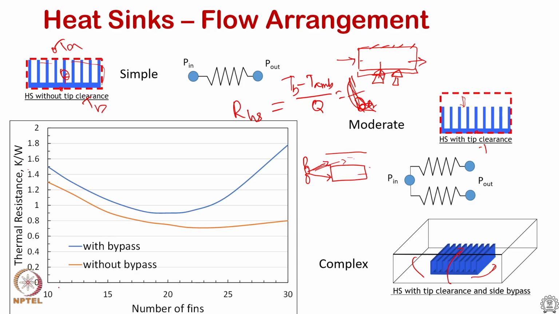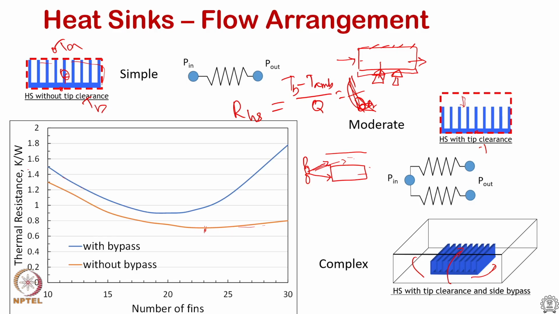As I increase the number of fins, initially the resistance is high and it starts to drop, and it comes down to a lower point when there is no bypass. When there is no bypass, it comes down to a lower point, and then it starts to increase the resistance. Why is the heat sink resistance dropping and then increasing? But you see a more dramatic effect when you have this bypass flow, as you start adding more and more fins.